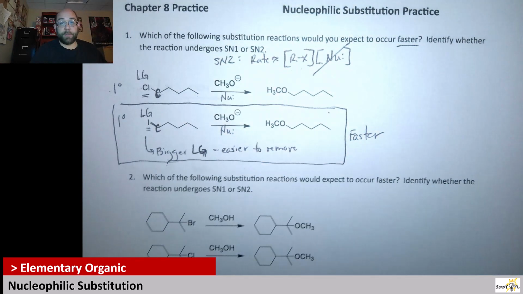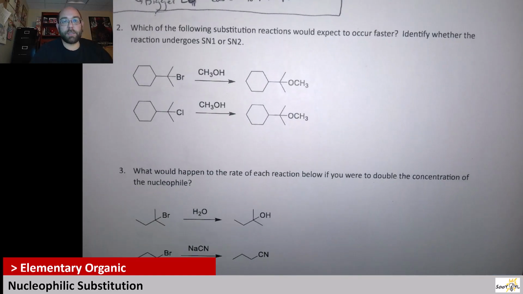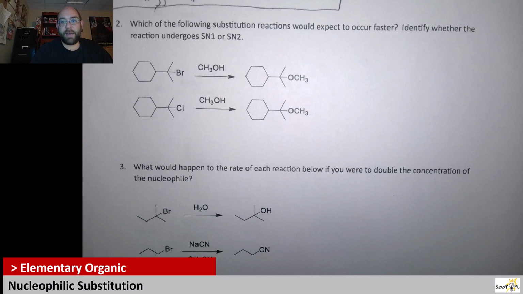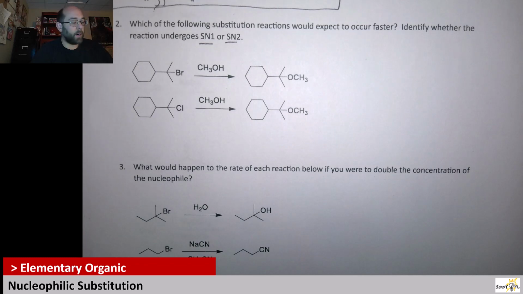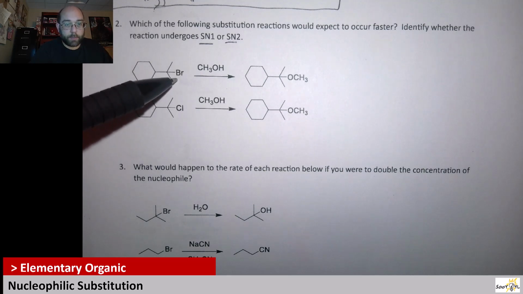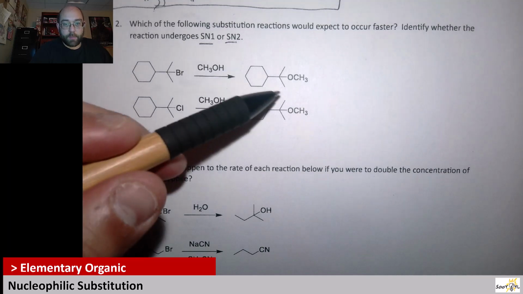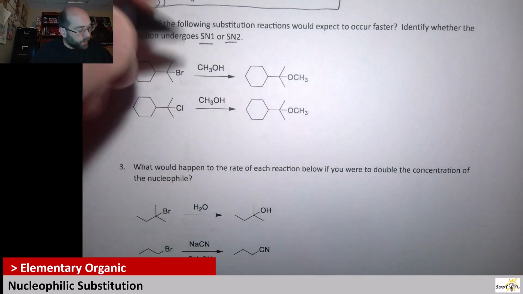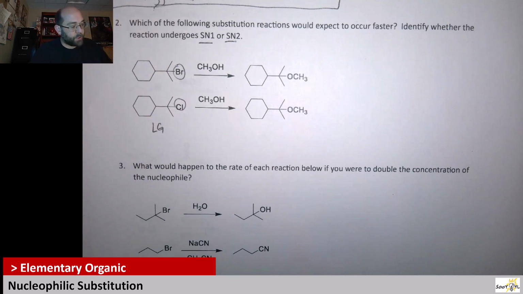Okay, between the two. Next up, it says, which of the following substitution reactions would you expect to occur faster? Identify whether it's SN1 or SN2. So let's identify the 1 or 2 first. When we look, we have a lot of similarities in our substrates, but yet again, it's a bromine versus a chlorine. The nucleophiles are the same, and the products are the same. So the only thing that changes yet again is our leaving groups.